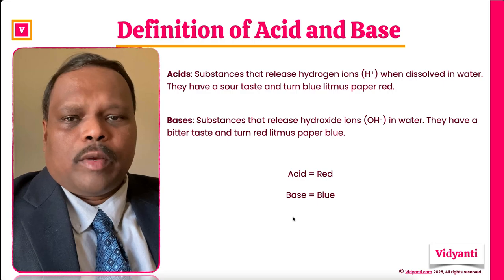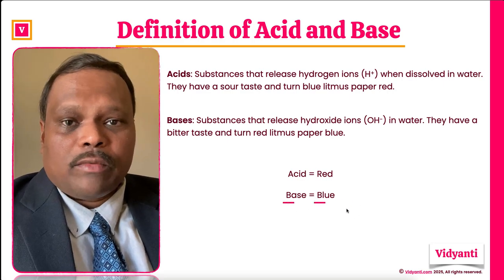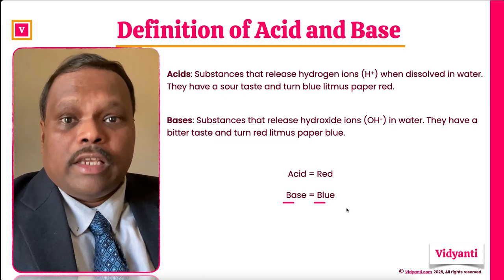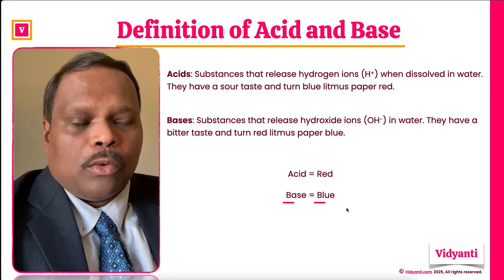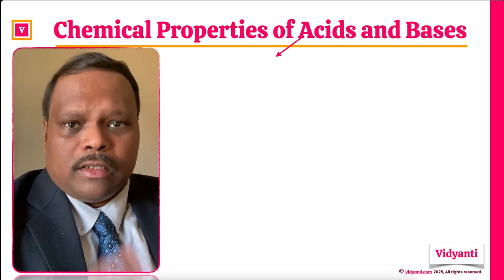The best way to remember is that base is blue, B is B. So that's how you can remember that. If you have any confusion, remember this is last minute revision. We are not going to study anything new, but we are going to see the tips and tricks to remember what you already know. Let's go to the next one, chemical properties of acids and bases in the NCERT textbook.